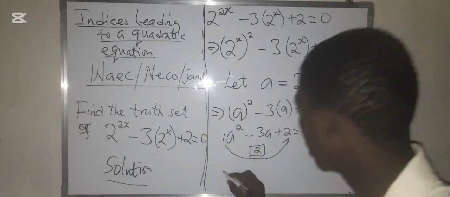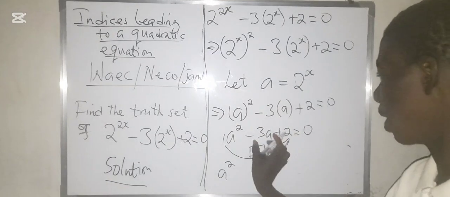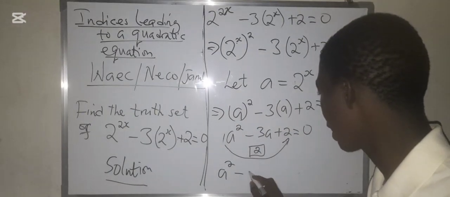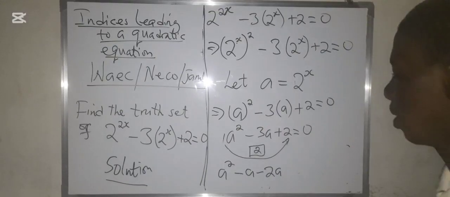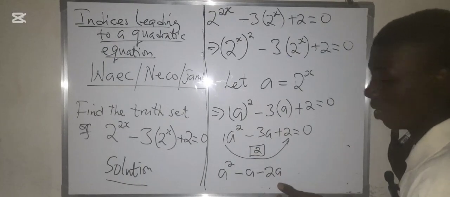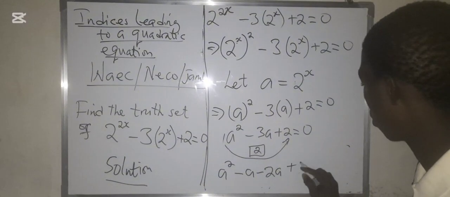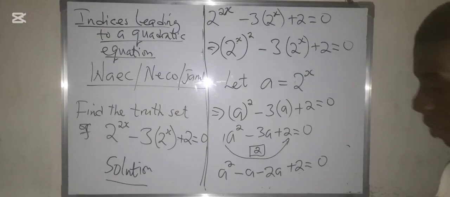Now we set a^2. We replace the middle term with those two numbers: negative a minus 2a, which gives us negative 3a. It's still the same thing. So we bring down the plus 2 is equals to 0.